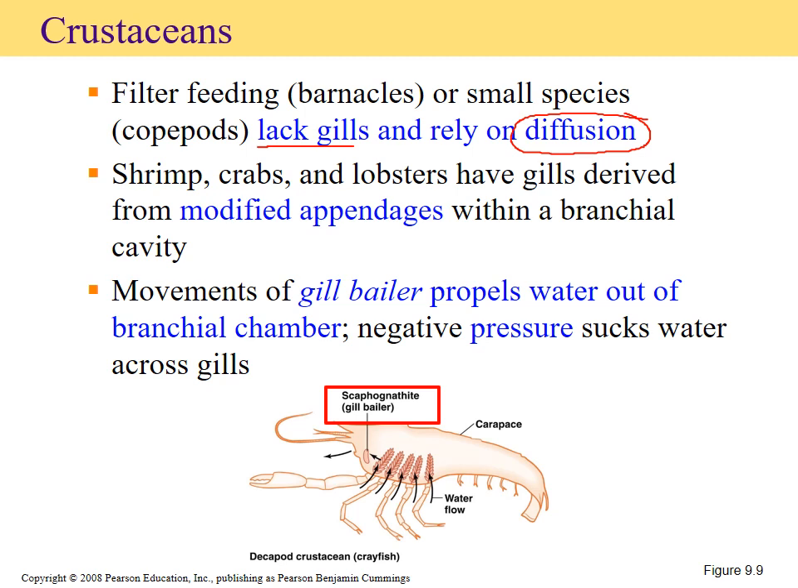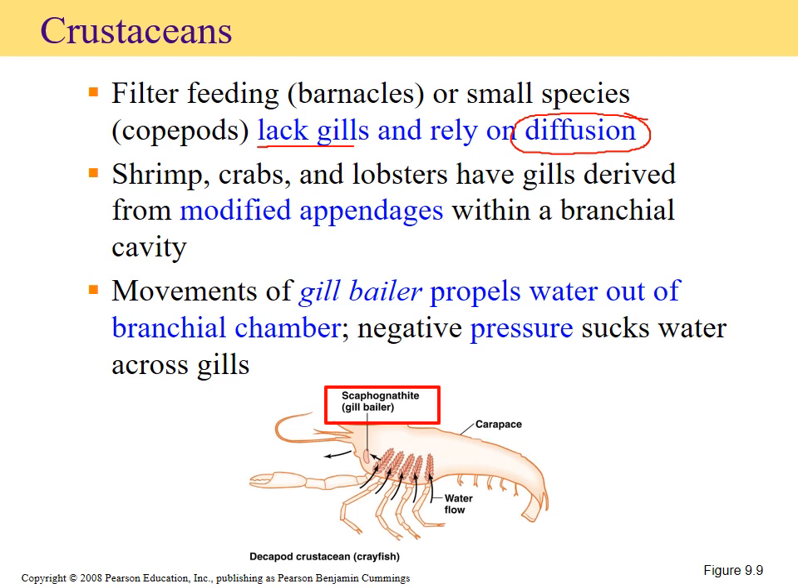Shrimps, crabs, and lobsters, they will have gills that are often derived from modified appendages. And what we see happening here is that to assist with the movement, they will often utilize this little beating gill bailer. And as you can see on your illustration right there, I've highlighted it for you in the red box.